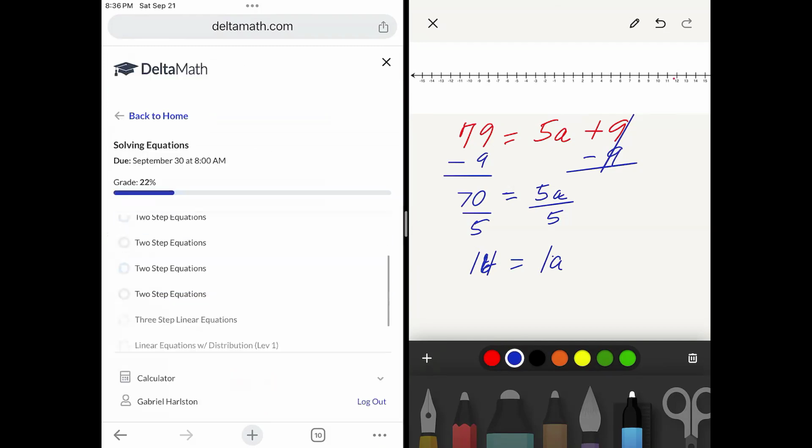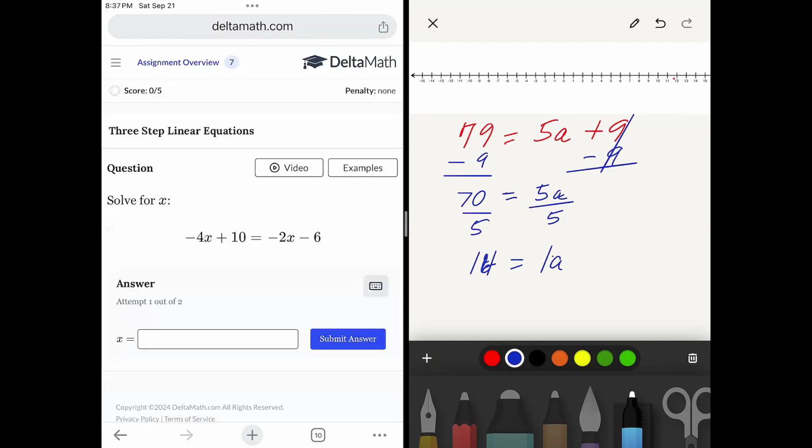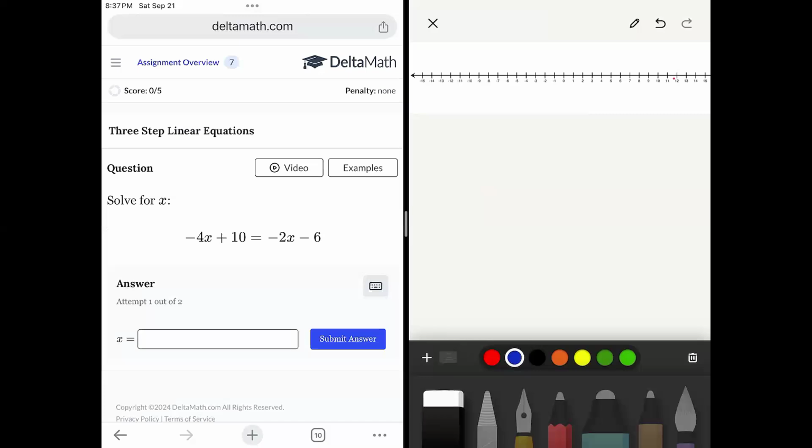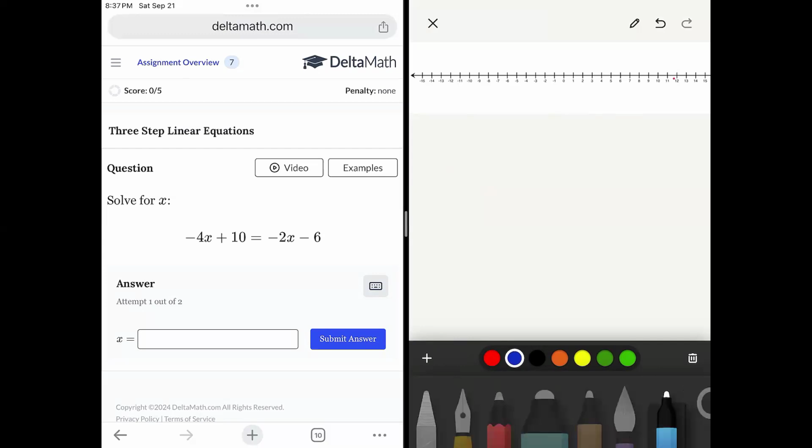Now I am going to do one of the three-step equations, and I want to show you that as well. Let me clear my iPad. This one has variables and constants on both sides, so we're going to have to do a few more steps. Let me write this. This is negative 4x plus 10 equals negative 2x minus 6. I want the x's on one side and the constants on the other side, and then I'm going to get x all by itself.